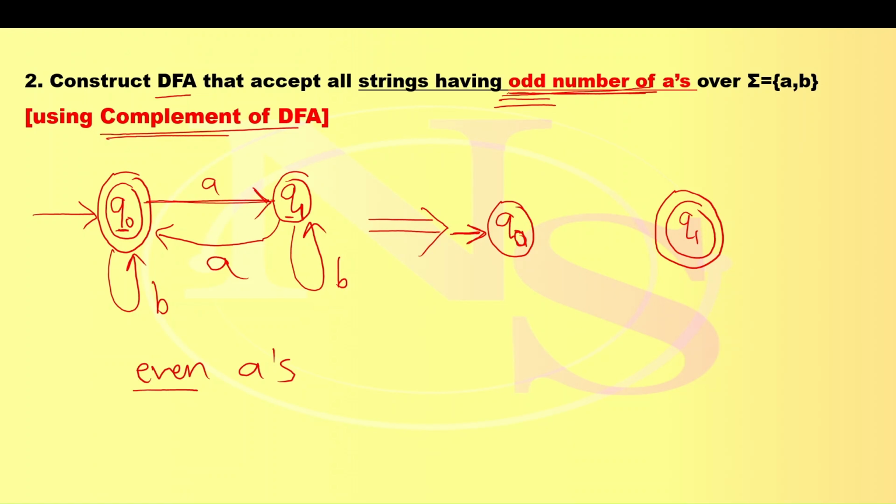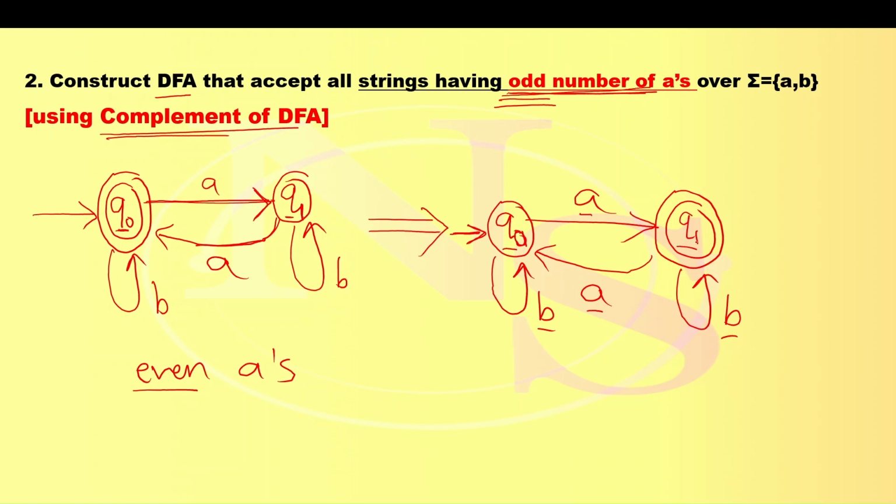Your transitions are the same. Transition for A, transition for again this A. Self loop for B as it is. Self loop for B as it is. All transitions are as it is. Number of states same. Naming of the states same. The only change, Q0 was final here, it becomes non-final. Q1 was non-final here, it became final here. And this is the answer to odd number of A's.